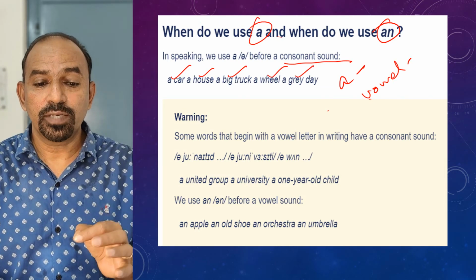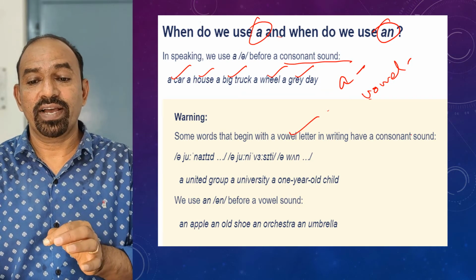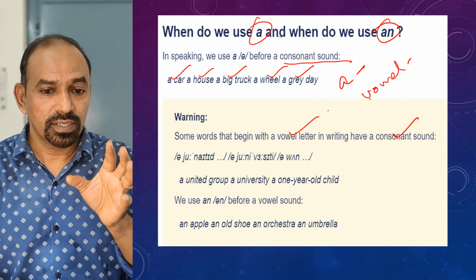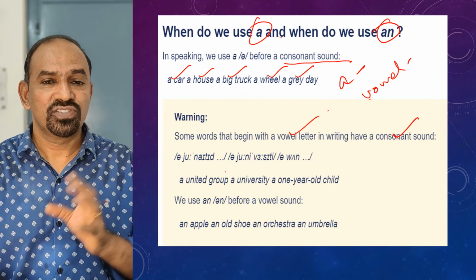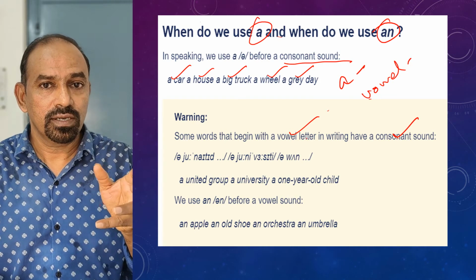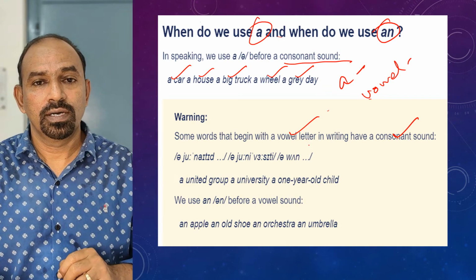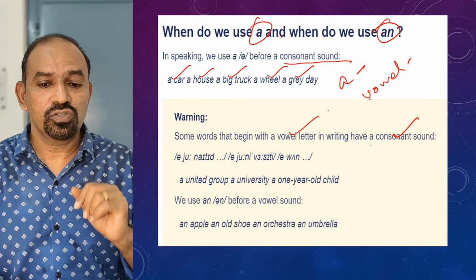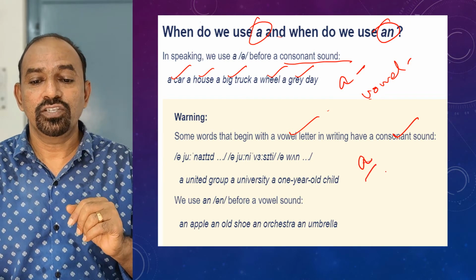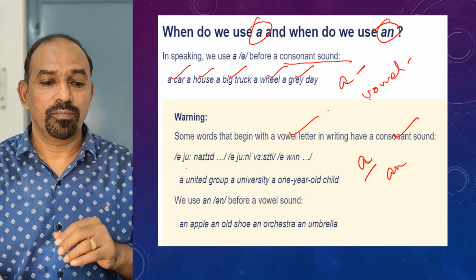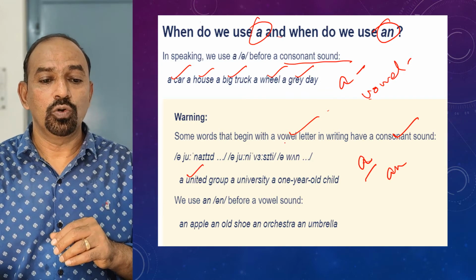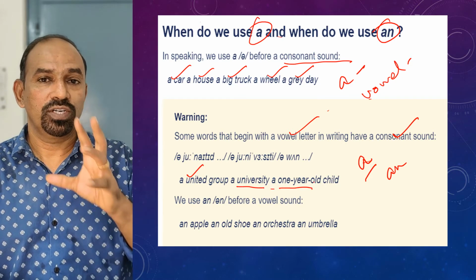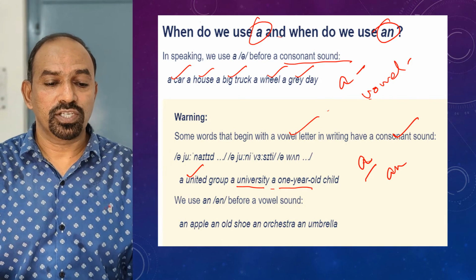Warning: some words that begin with a vowel letter in writing have a consonant sound. We should remember the rule that certain words written with a vowel letter are pronounced with a consonant sound. In such a situation, we have to use a instead of an. For example, a united group, a university, a one-year-old child. Look at these three examples.